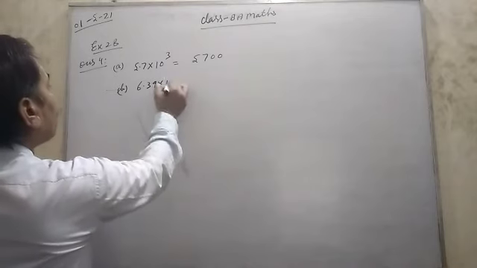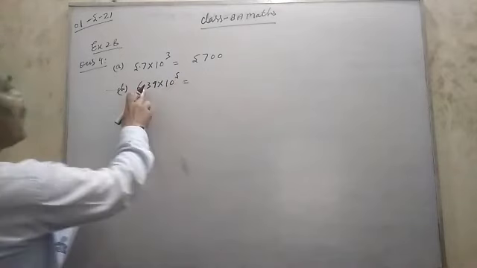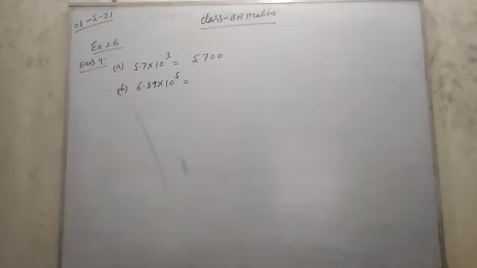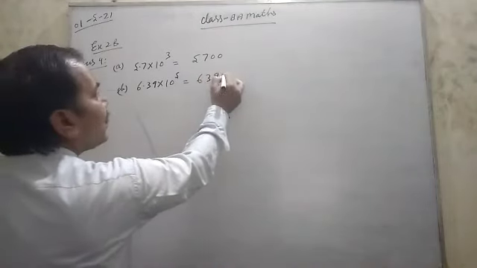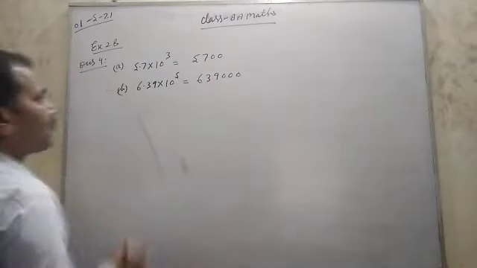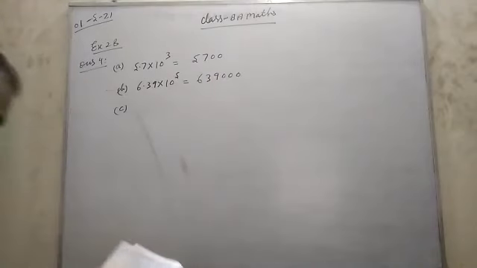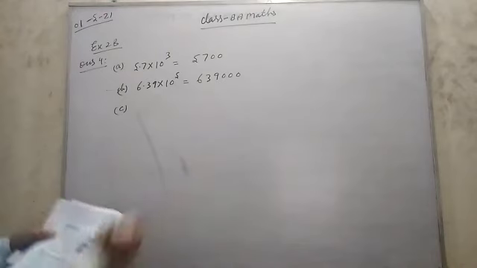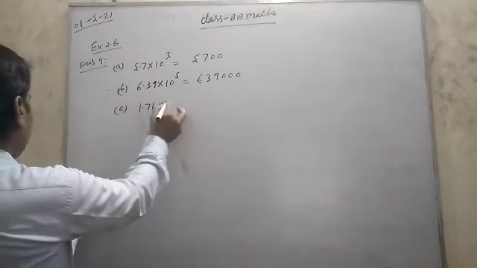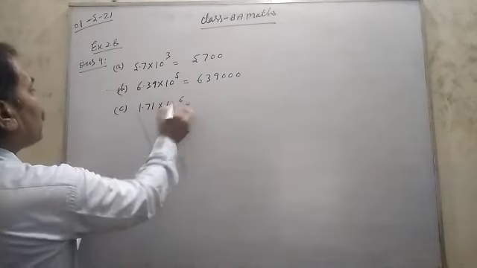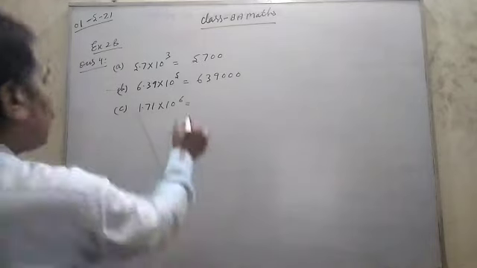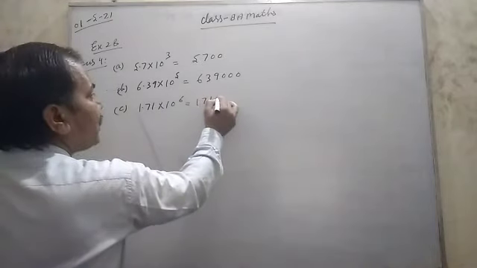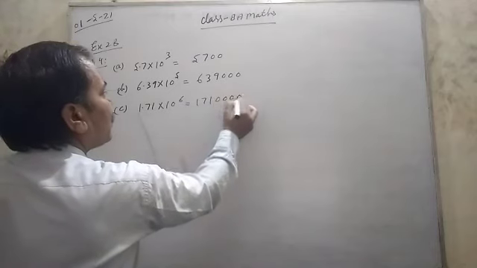The next part is 6.39 into 10 to the power 5. So here the point will shift 5 digits right. So 6, 3, 9 are the 3 digits given, and the remaining places are filled with 0. Okay. 1.71 into 10 to the power 6. So the point will shift 6 digits right. So the digits 1, 7 and 1 are given, and the remaining places are filled with 0.